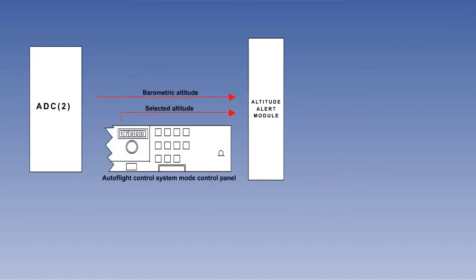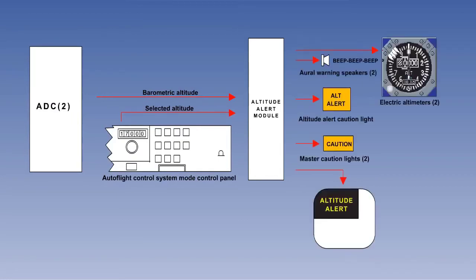The main component required in a typical system is the altitude alert module. The system also requires information on barometric altitude from the air data computer and the selected altitude from the main control panel. Output from the altitude alert module is then sent to the altitude alert lights, caution lights, engine indicating and crew alerting system, aural warning speakers, and the altimeter.